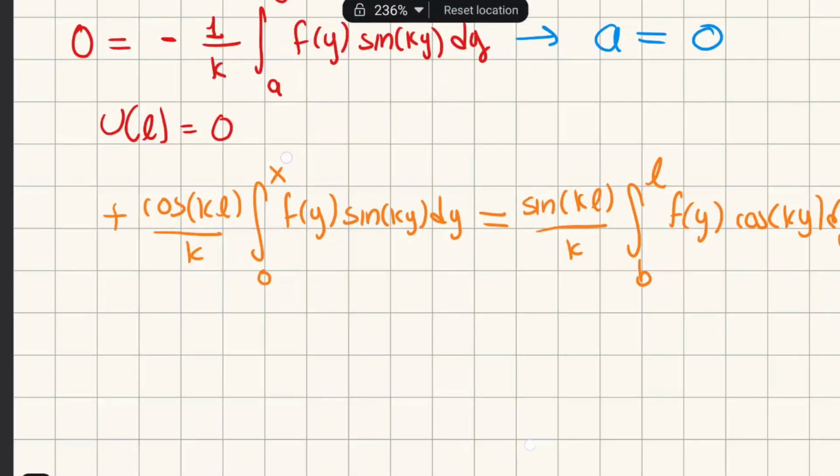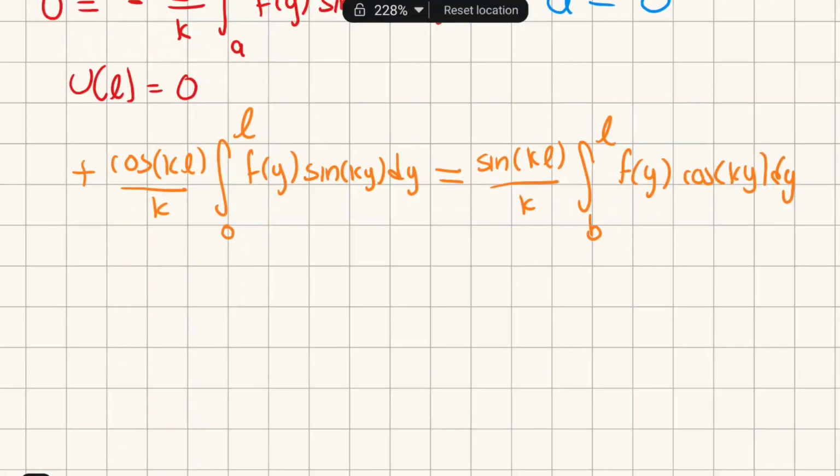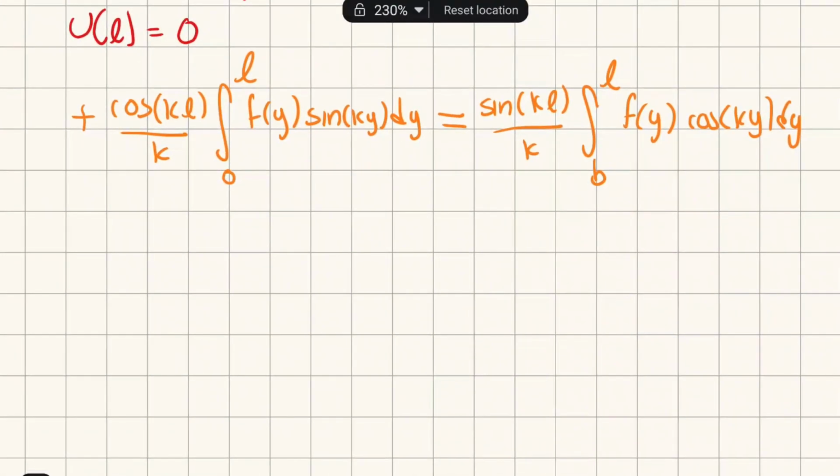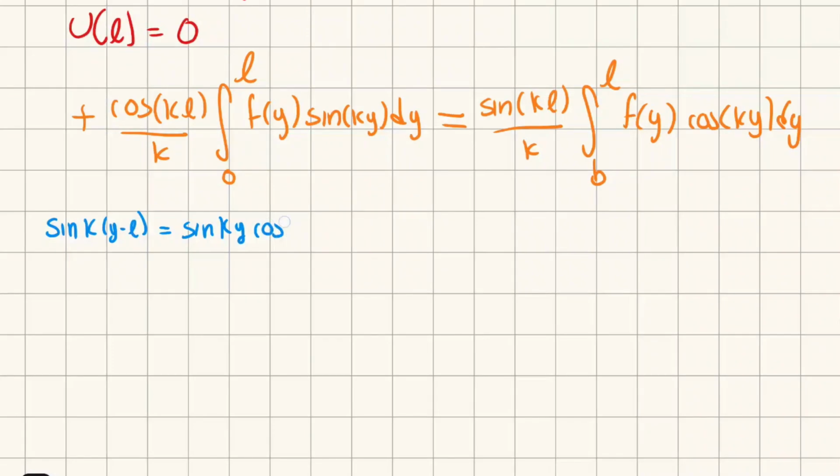And again, I forgot to substitute the value of x here in the limit. Okay, so here we are going to make use of a trigonometric substitution that is very famous. We know that the sine of k times (y minus L) can be seen as sine of ky cosine of kL minus sine of kL and then cosine of ky.